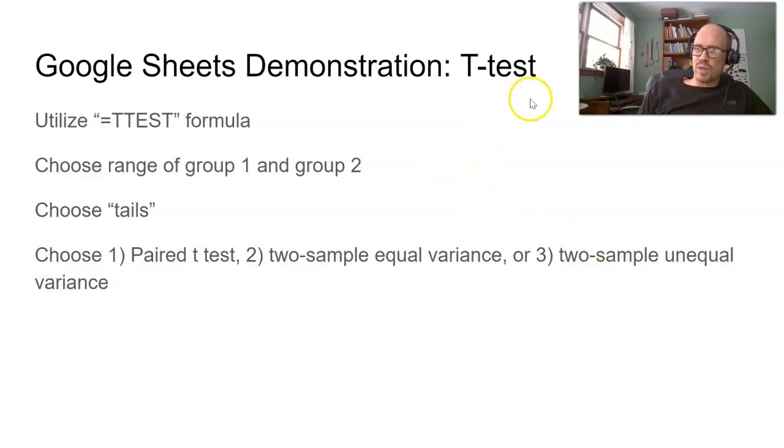So what we want to do is go into our data set with the cacti and demonstrate this t-test. So we're going to use the equals t-test formula. We're going to choose a range for group 1 and group 2. We're going to choose the tails, the number of tails. You'll see what I mean in a second. And then we're going to determine if it's a paired t-test, a two-sample equal variance t-test, or a two-sample unequal variance t-test. I'll explain what those all are.